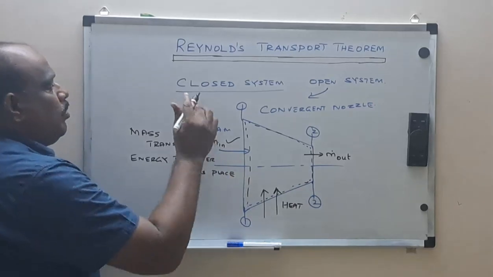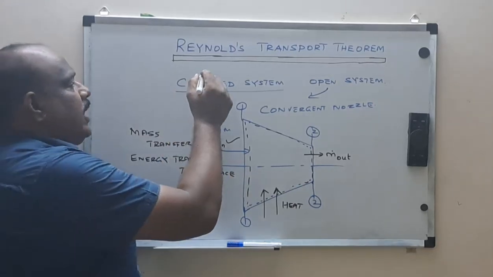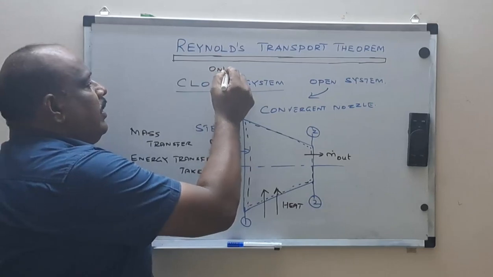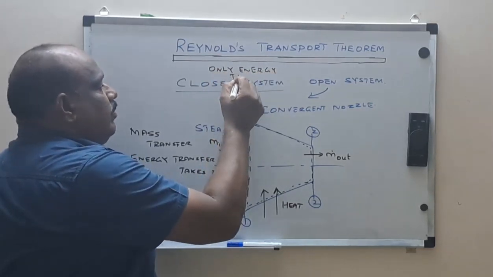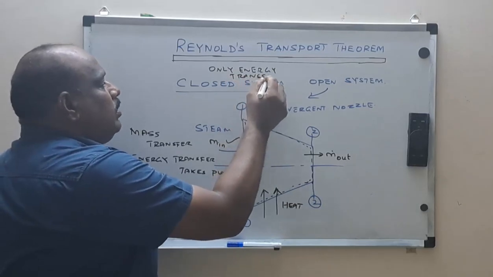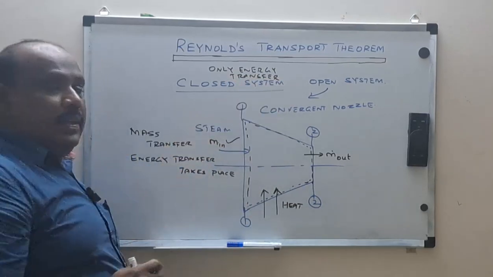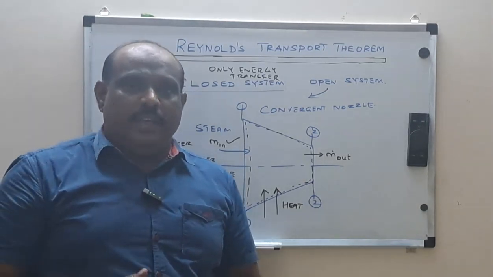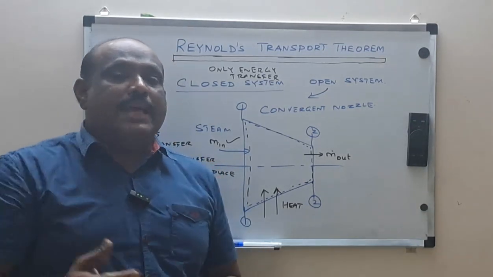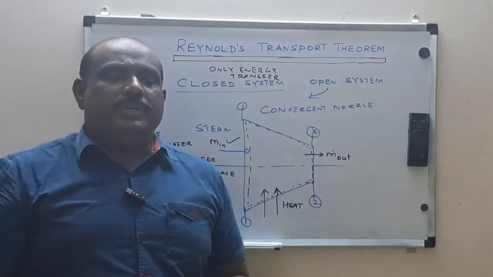In case of a closed system, only energy transfer. So here it is what? Only energy transfer. Whereas in an open system, both mass transfer and energy transfer take place. Generally, I used to ask my students to give an engineering example of an open system.